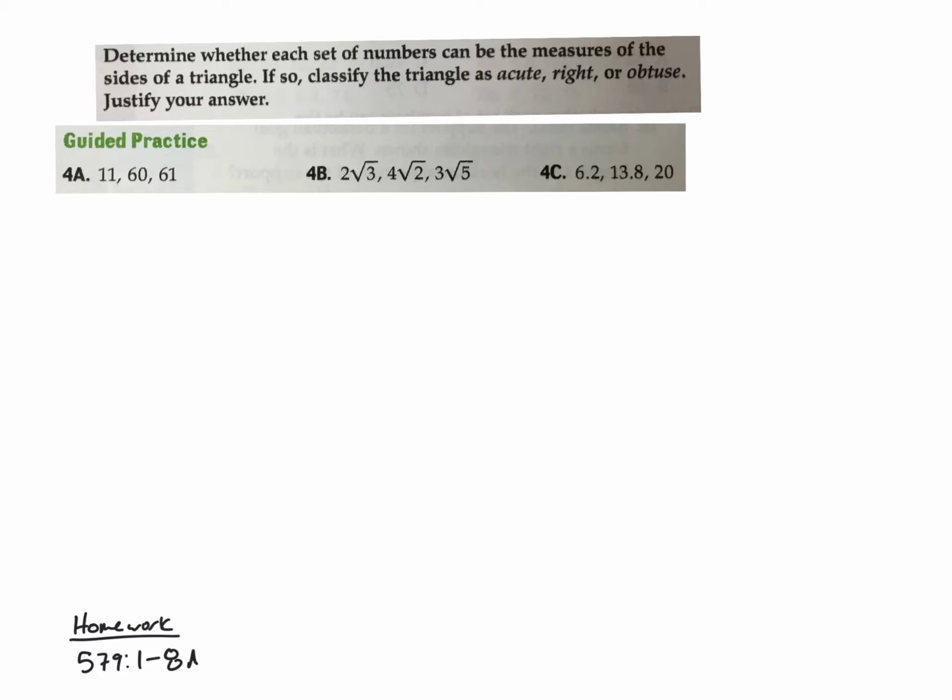So the longest one is this one here, the 61, so it's going to be my c squared. So I'm going to say 11 squared plus 60 squared, and then I want to compare that to 61 squared. Using my calculator here, 11 squared is 121, 60 squared is 3,600, 61 squared is 3,721. If I add these two on the left together, I get 3,721. Notice those two are equal to each other. So that means I'm going to call this a right triangle.